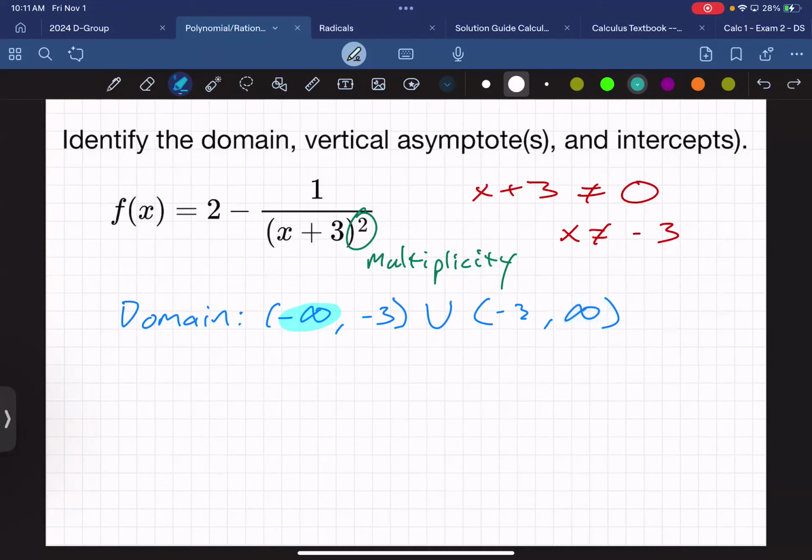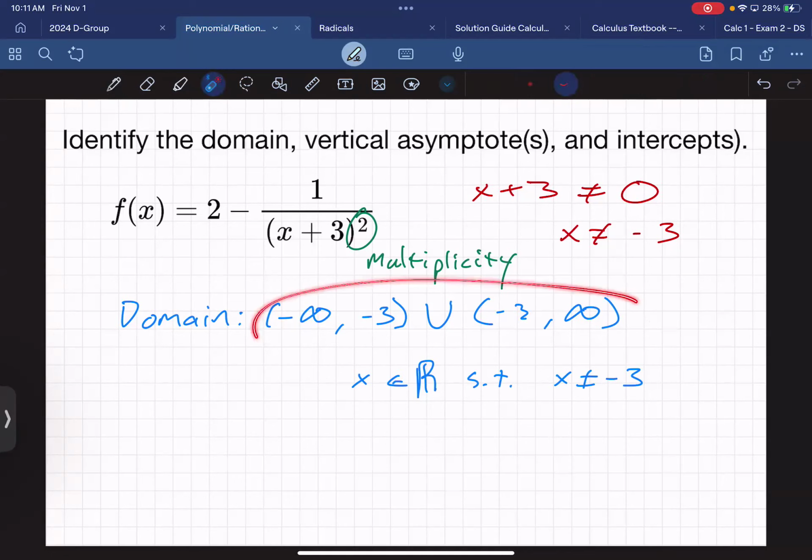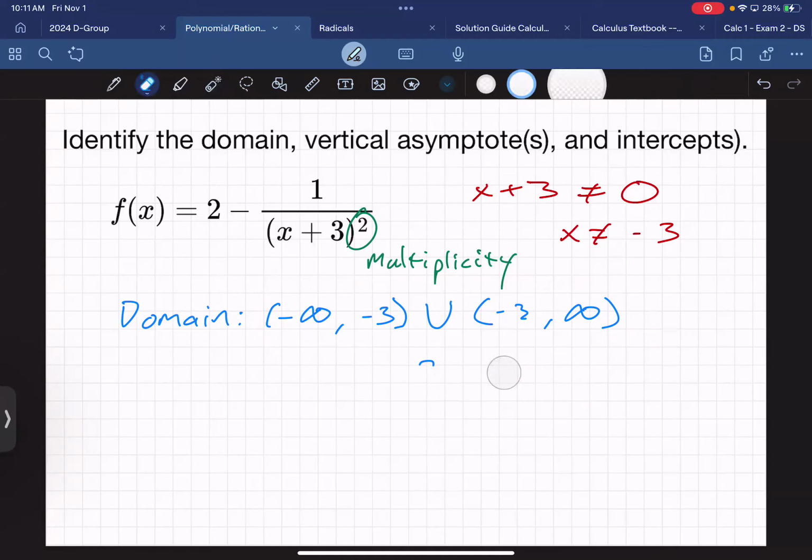Okay, if you remember when we talked about this, another great way to write that is x is an element of the real numbers such that x cannot be negative 3. Okay. The key is whether you write it in this form or with this form, we need to be saying, I can use any real number, just not negative 3. Okay. Any questions where we're coming from with that?